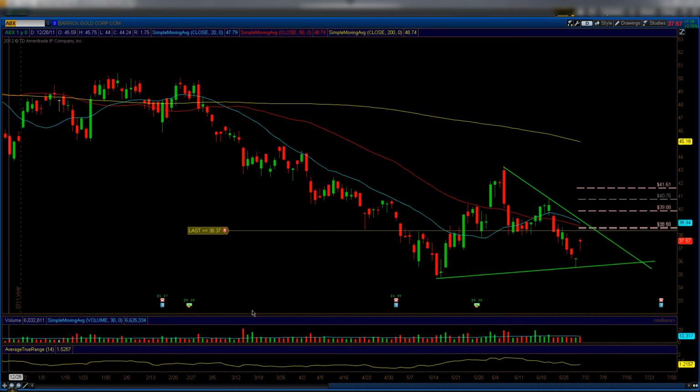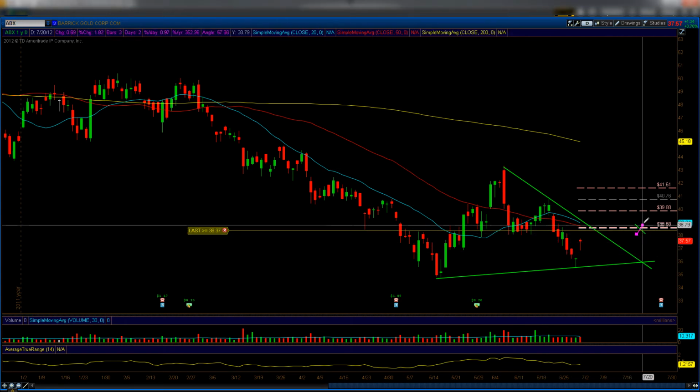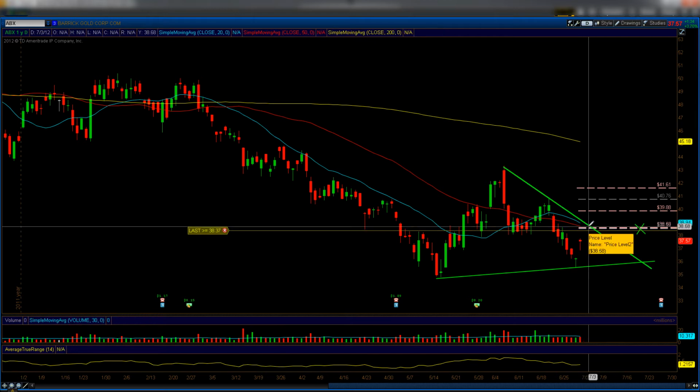All right, this is a chart of ABX. I have two mathematically calculated levels right around this area here. I have these two moving averages. If price can get into these levels here, then I'll probably take a short.